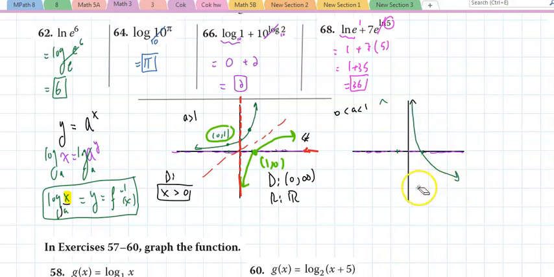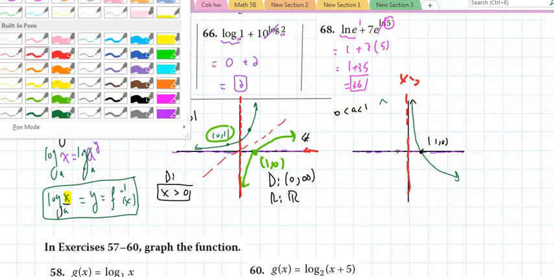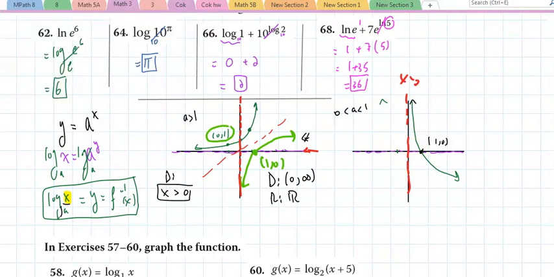And instead of growing, it's decaying as well. The same point, 1, 0, the same asymptote that doesn't change, and domain and range are identical. And that's basically it.